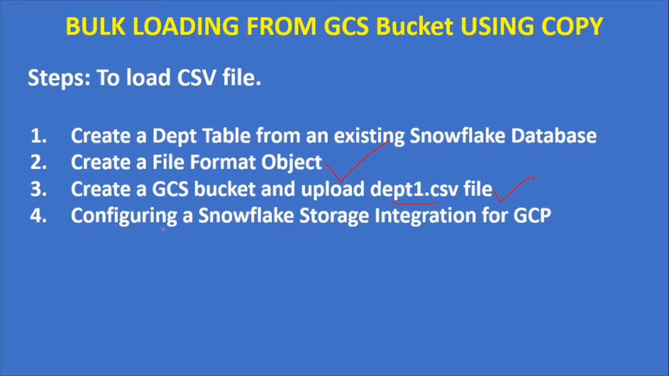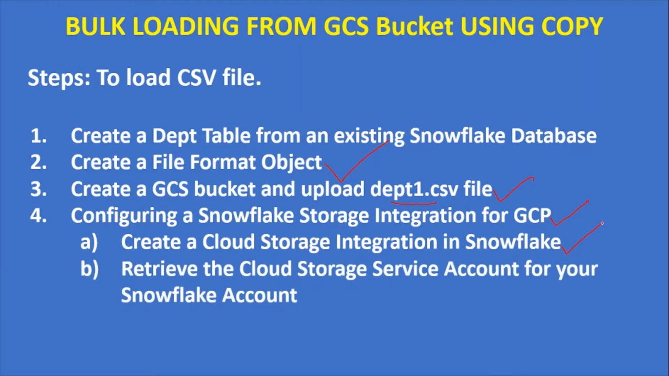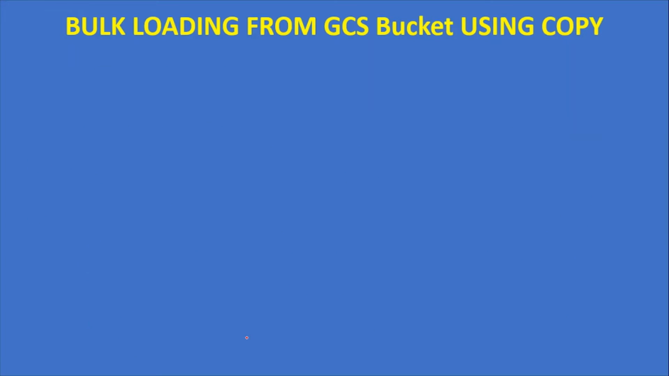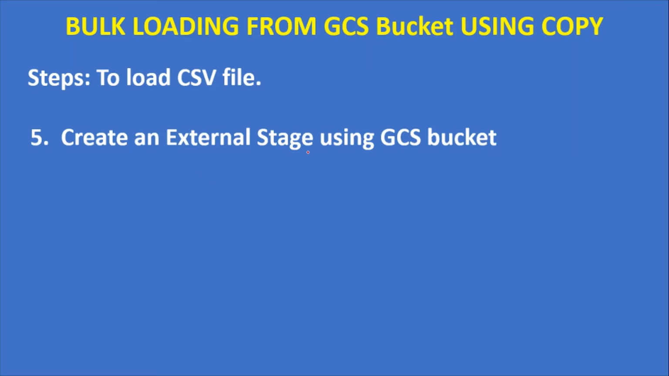Step number 4, configuring a Snowflake storage integration for GCP. As part of this step, we are going to create a cloud storage integration in Snowflake and then retrieve the cloud storage service account for your Snowflake account and grant the service account permissions to access the bucket objects. And step number 5, create an external stage using the GCS bucket.